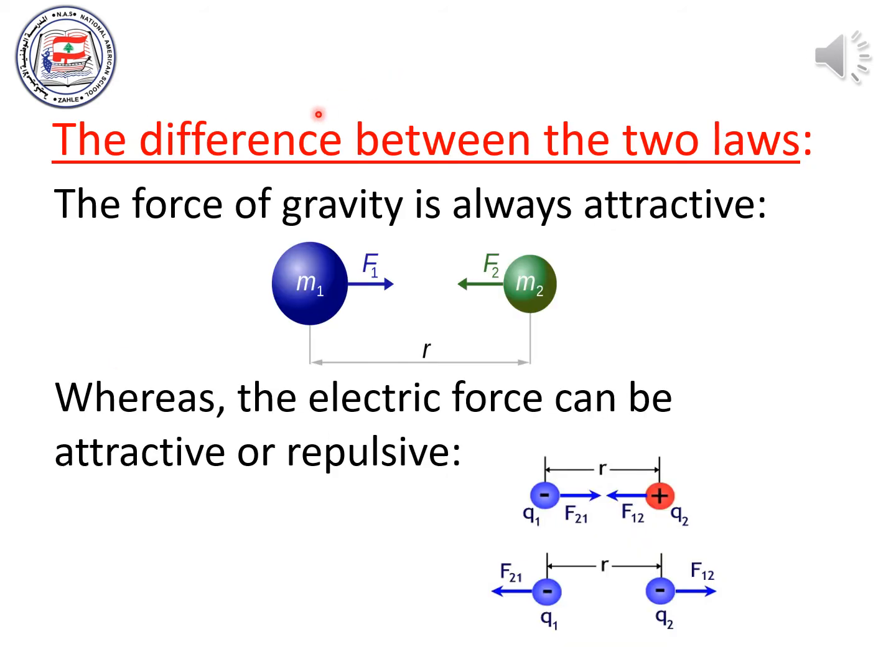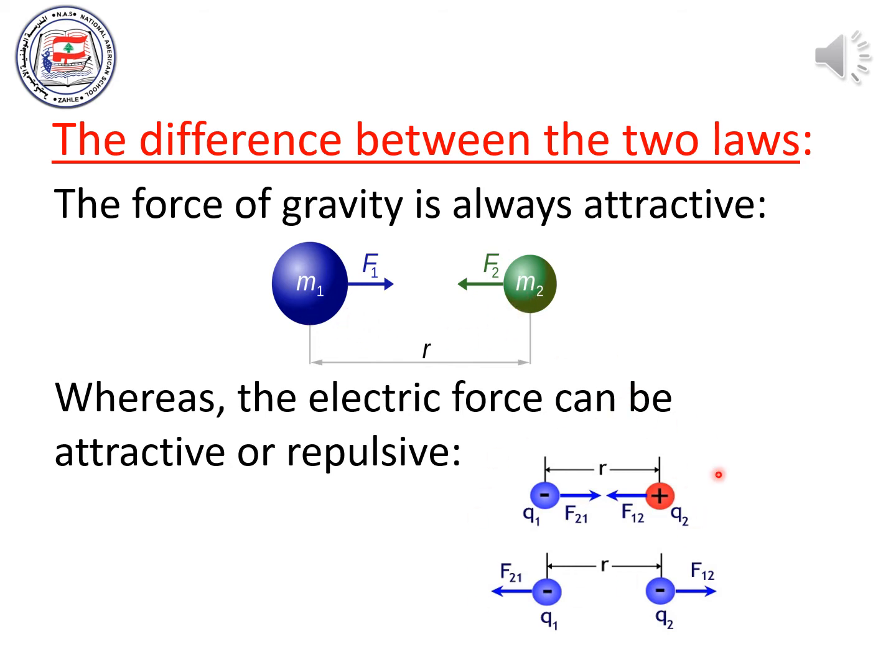However, there is a big difference between the two laws, which is the force of gravity is always attractive, whereas the electric force can be attractive or repulsive, as you can see in the figures in front of you. First, we have two masses. The gravitational force between them is always attractive. They always attract each other. As you can see, F1 is towards M2 and F2 is towards M1. So M1 is attracting M2 and M2 is attracting M1.